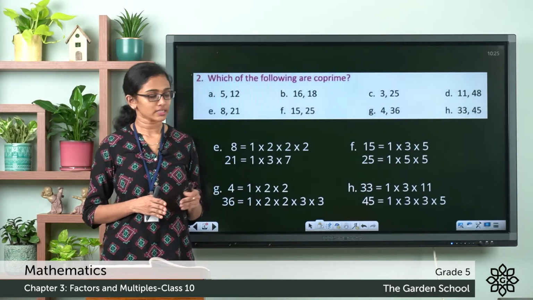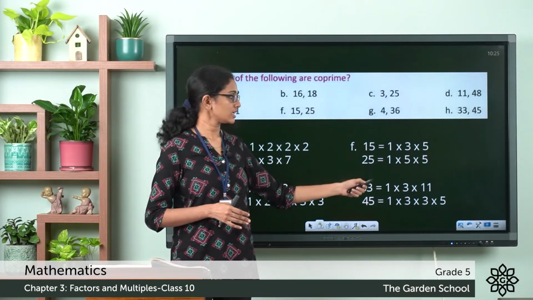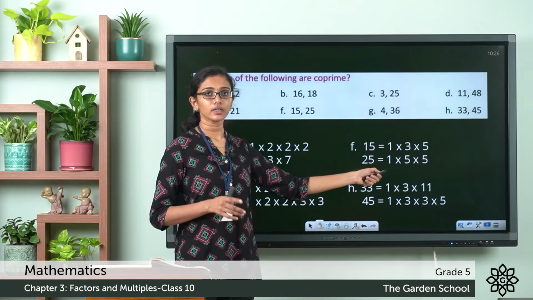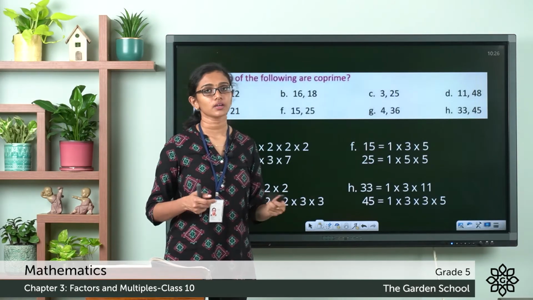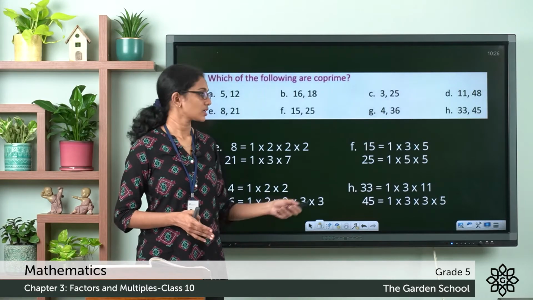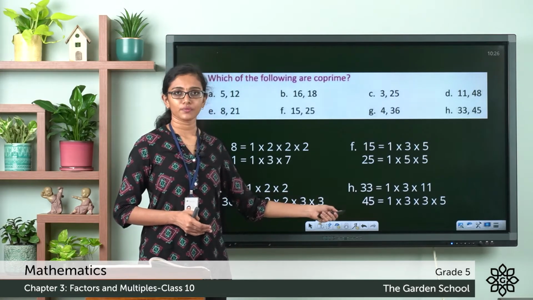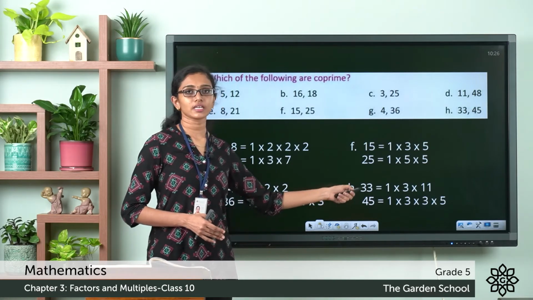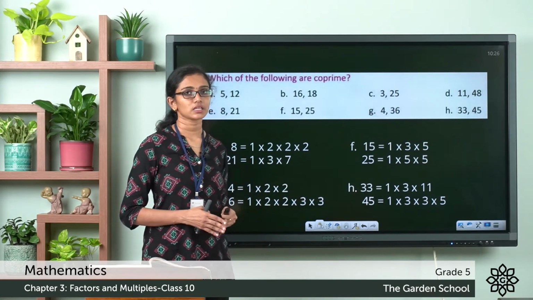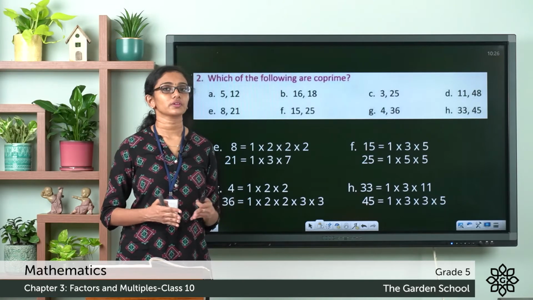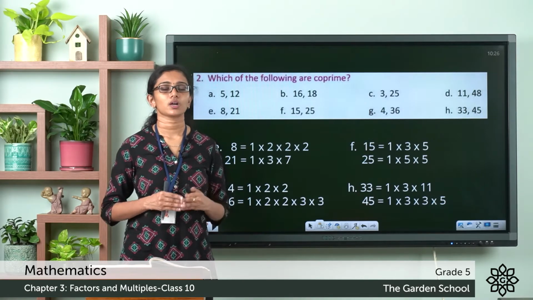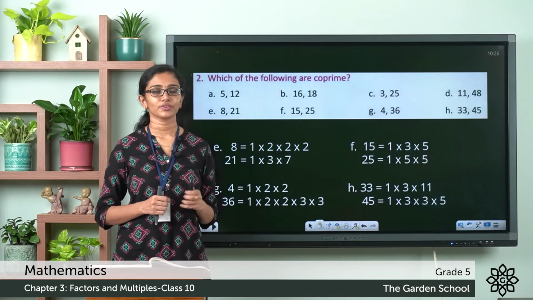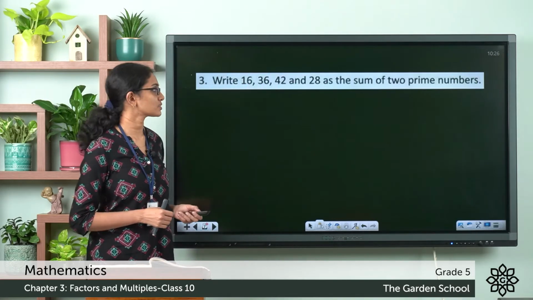Now for question F, you have the factors here. Look at the factors. You can see there are factors other than 1 and hence the pair is not co-prime. For question H, the numbers are 33 and 45. We have the factors here. See, there are factors other than 1 common to the numbers. Hence, 33 and 45 are also not co-prime. So, I hope this question is clear to you. Now, let's discuss question number 3.